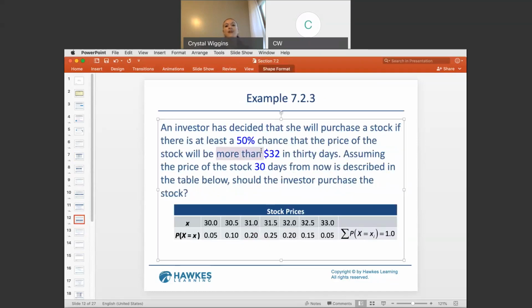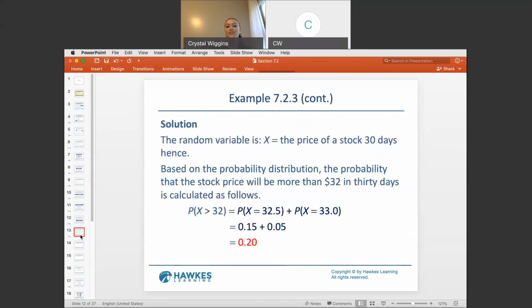Keyword: more than. If I need more than $32, it means $32 is not going to cut it. I need $32.01, one penny or more. So that means we're technically only looking at these last two slots here, the $32.50 and the $33. So we add 0.15 and 0.05, and we get a 20% chance that that's going to happen. Now, it depends on whether you're an optimist or a pessimist on whether you would decide to go ahead and buy that stock.